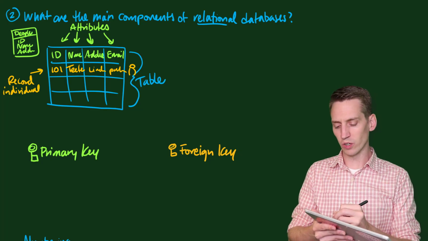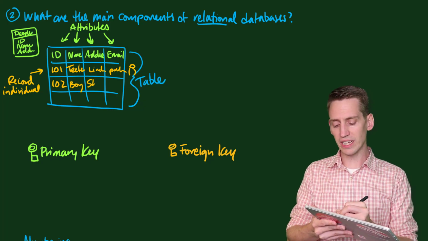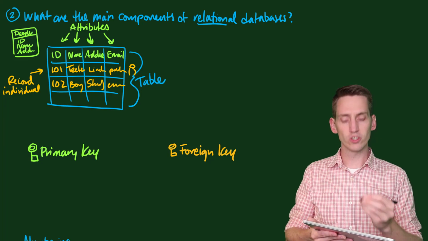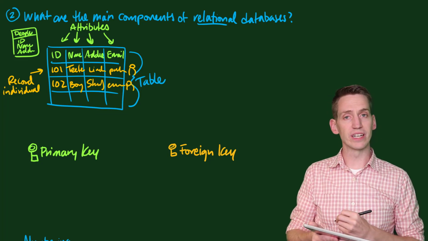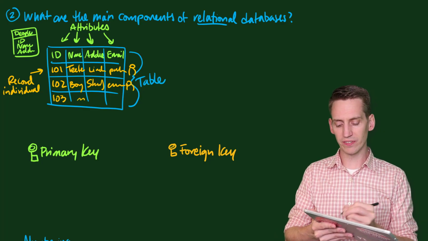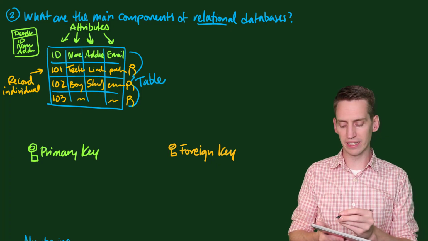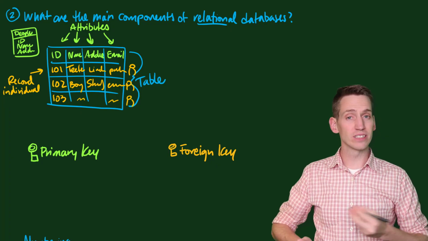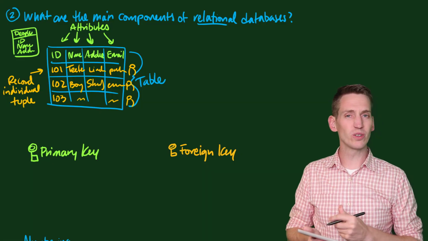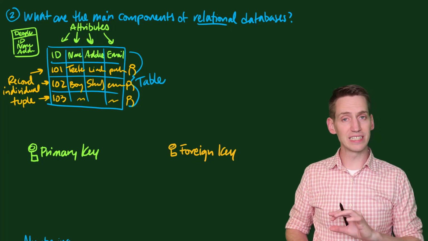And then I have 102. This would be Professor Boyas, who lives on Shady and has a different email address. So another individual represented in a row. And then I have another record, 103. This could be another professor who has another email address and so forth. So all of these things are representing different individuals. There's a technical term for each of these rows called a tuple, but you don't necessarily have to remember that. Just know that each one of these rows represents a single individual.